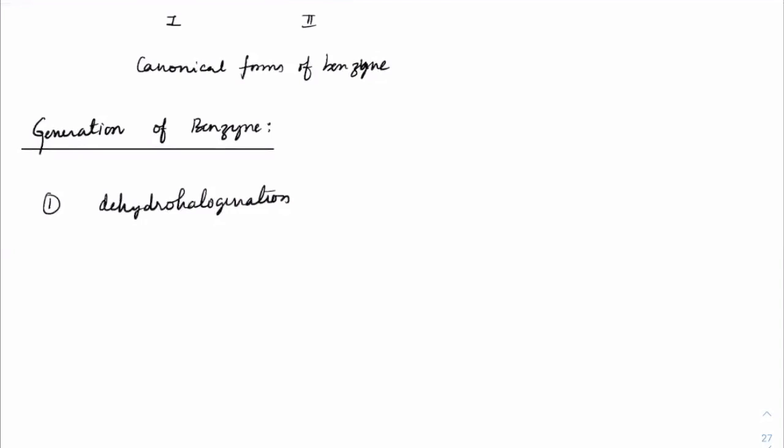Dehydrohalogenation of aryl halides. If any halide is directly connected to benzene, it is called an aryl halide. Suppose this is benzene, to which a halide like chlorine is directly connected; we call it an aryl halide. And we know there is hydrogen here.